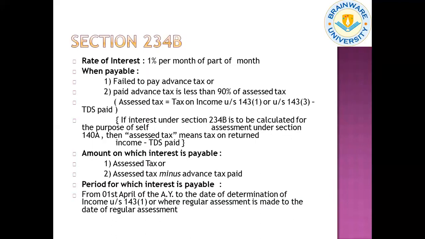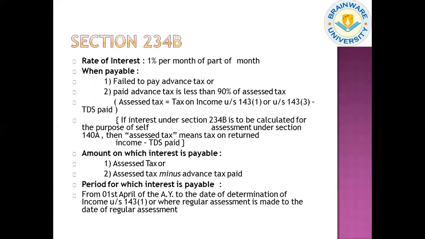Now, for Section 234B, which is a bit more complex than 234A, the rate will be the same, 1% per month. And here there is a concept called the assessed tax. If the advance tax is less than 90% of the assessed tax, in that case, the assessee is liable to pay the interest.